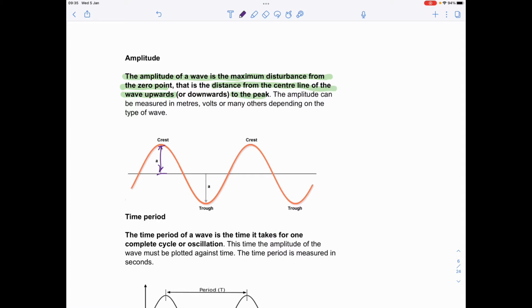So the peak to peak would be all the way from the trough to the crest, but we want to measure the amplitude in this way, from the center line, from the rest position or the 0 point where the material would be if there were no wave, to the crest of the wave. The maximum distance away from the center line, and that's what's known as the amplitude.